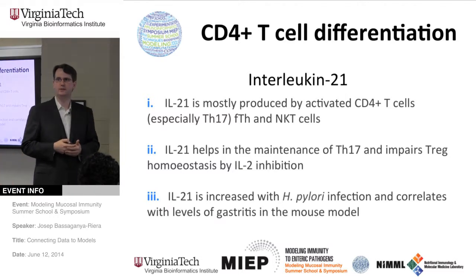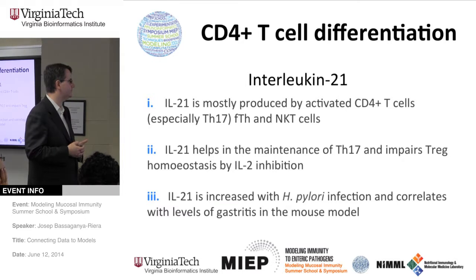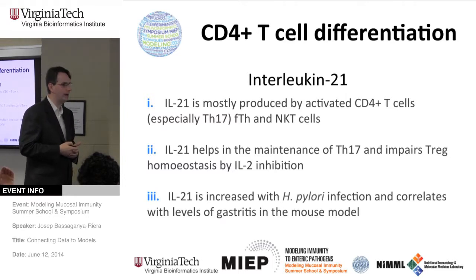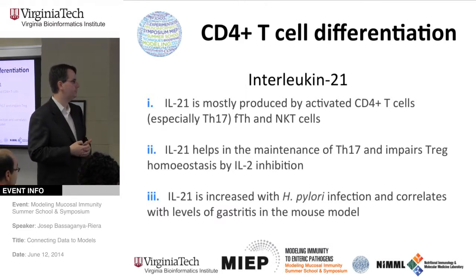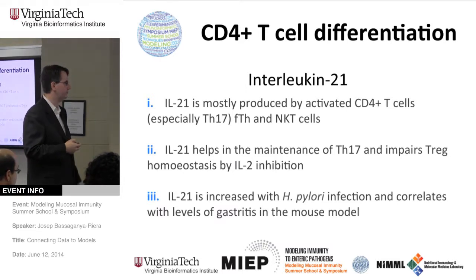IL-21 is quite critical in the modulation of both Th17 and Th1 subsets. IL-21 helps in the maintenance of Th17 cells and impairs Treg homeostasis by IL-2 inhibition. IL-21, we've shown, is increased with H. pylori infection and correlates with level of gastritis, at least in the mouse model.